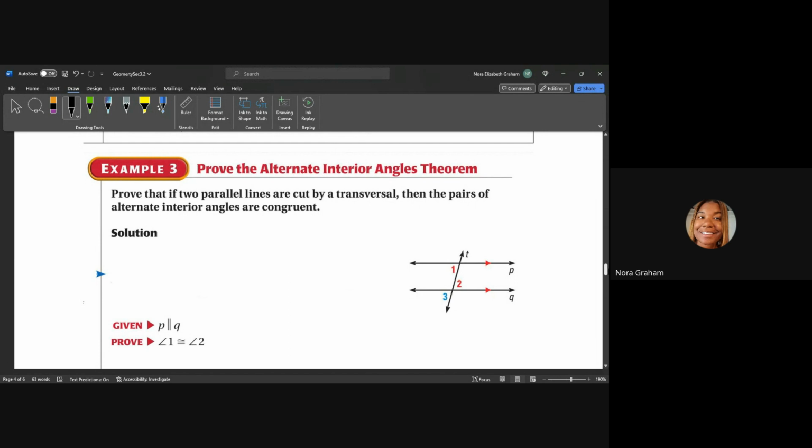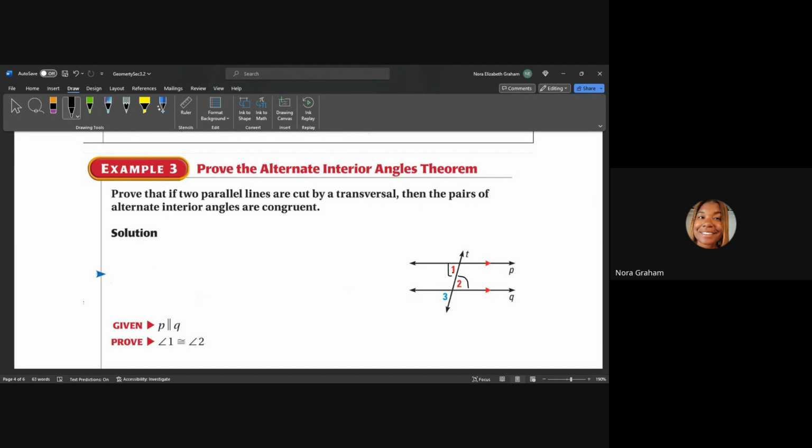So with example 3, we want to prove the alternate interior angle theorem. So prove that if two parallel lines are cut by a transversal, then the pairs of alternate interior angles are congruent. So we want to prove that angle 1 and angle 2 are congruent. We're going to use a 2-column proof. But before I start doing proofs, I like to write down some things first before I organize it out.